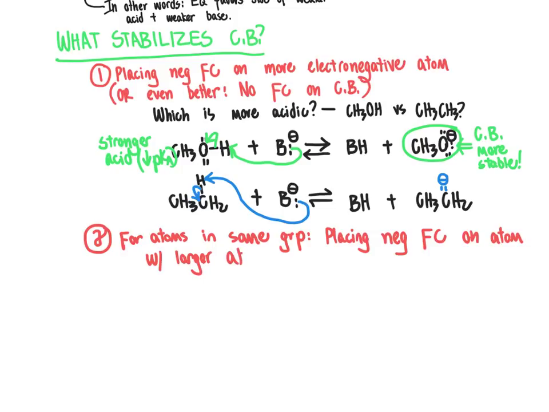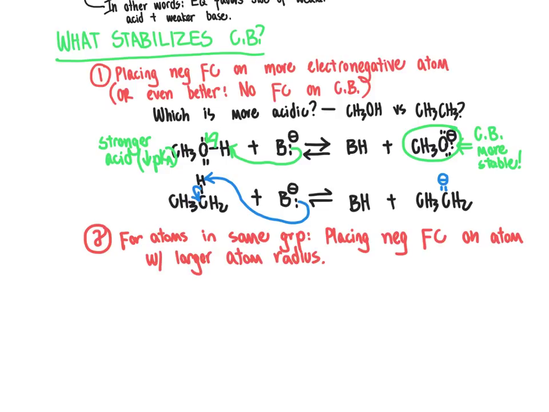And if you look at the trends of atomic radii, as we go down the periodic table, the atomic radius increases. So therefore, placing the negative formal charge on a larger atom lower down in the periodic table is superior to placing the negative formal charge on an atom that is higher up in the periodic table. So remember that that applies only to atoms that are in the same group. So don't make the rookie mistake of choosing two different atoms that are in different columns of the periodic table and trying to use this atomic radius comparison.